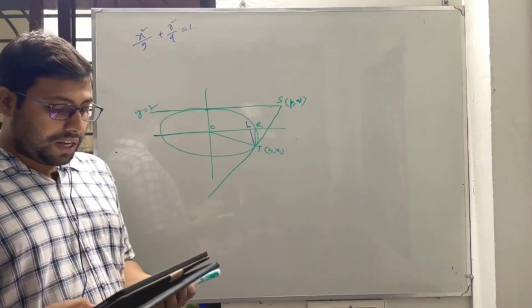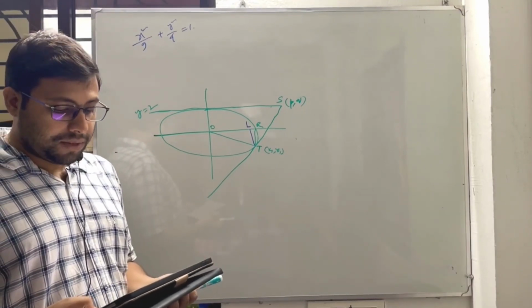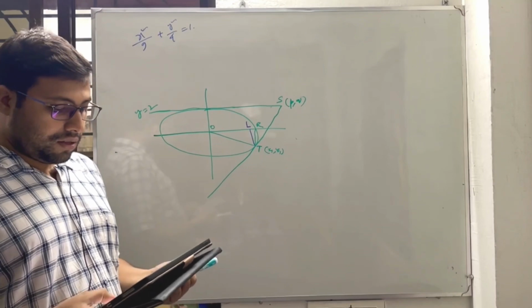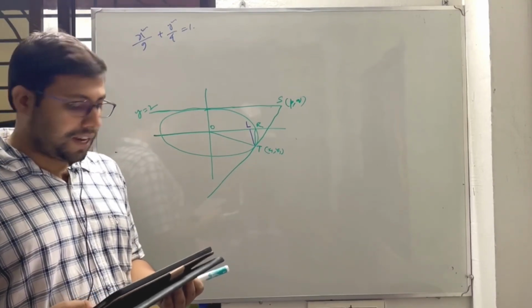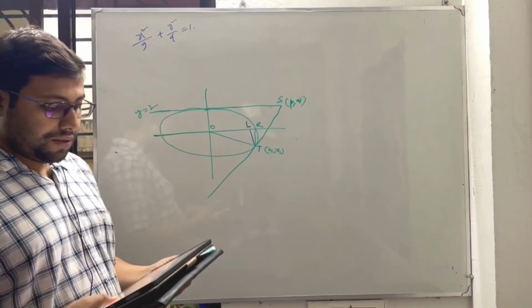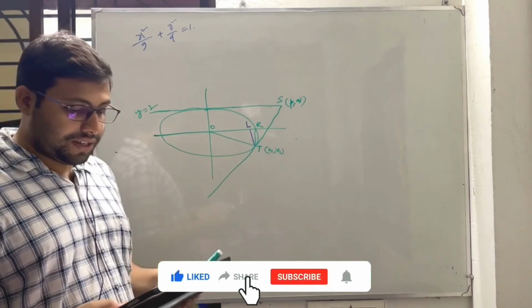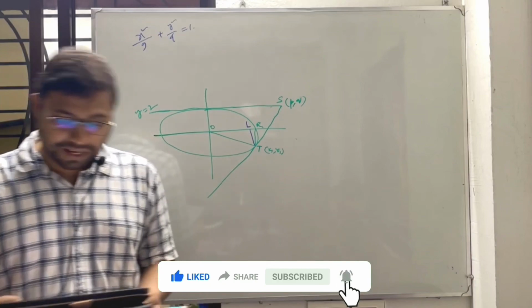Okay, and let R be the vertex of the ellipse on the x axis, and O be the center of the ellipse, and the area of the triangle ORT is 3 by 2. Then which of the following is correct?